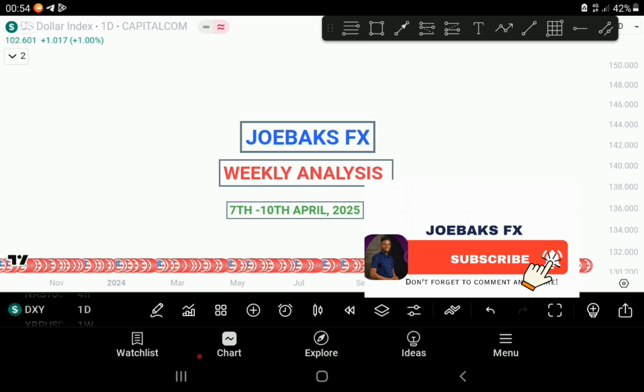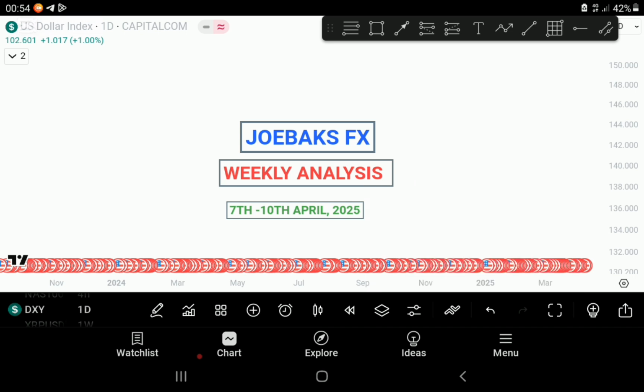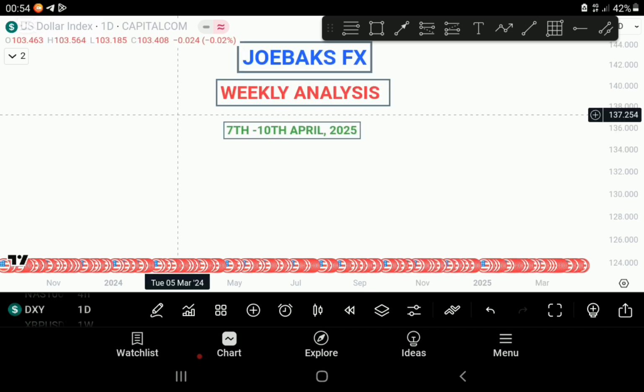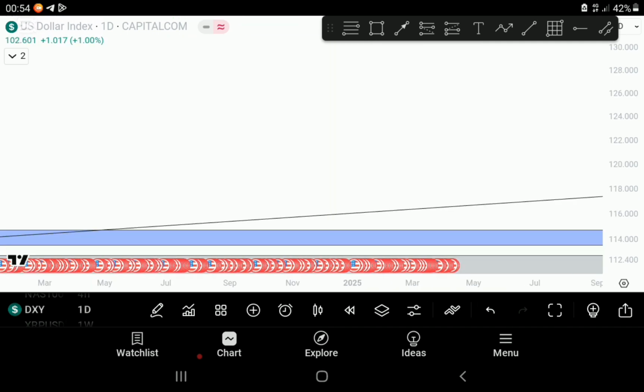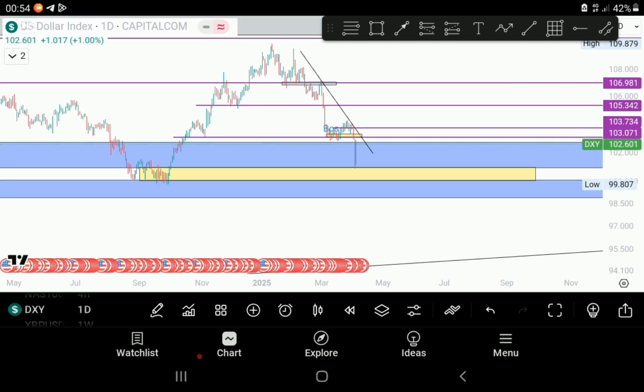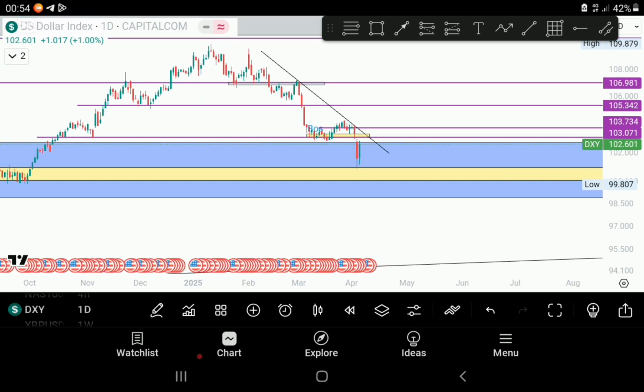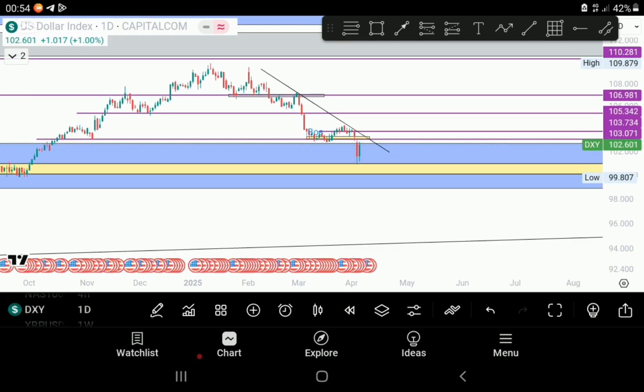Straight, let's go to our chart. As you guys know how we do it for this week, let's look at what happened last week. We'll go straight to the XY. Guys, this is the daily time frame. If we go straight to the weekly time frame, what can we see on the XY?